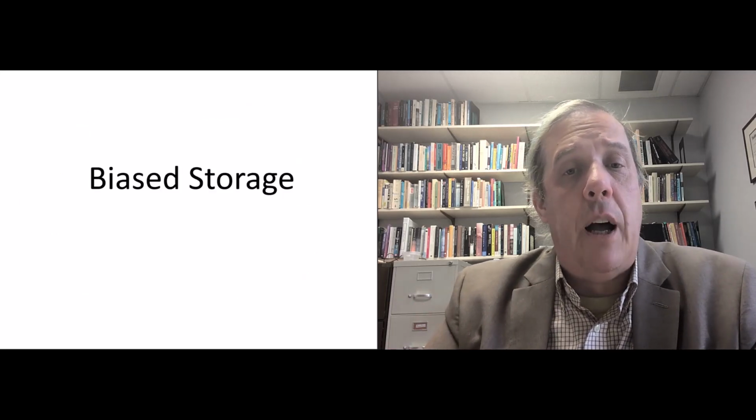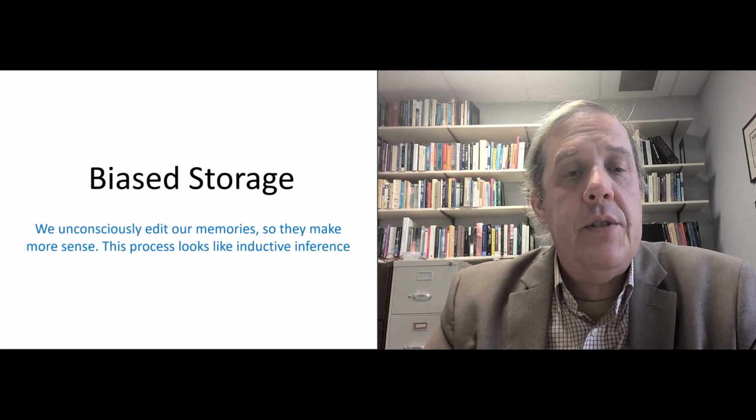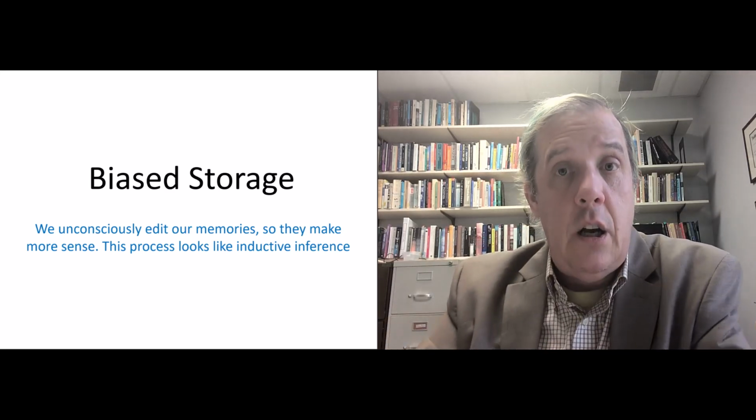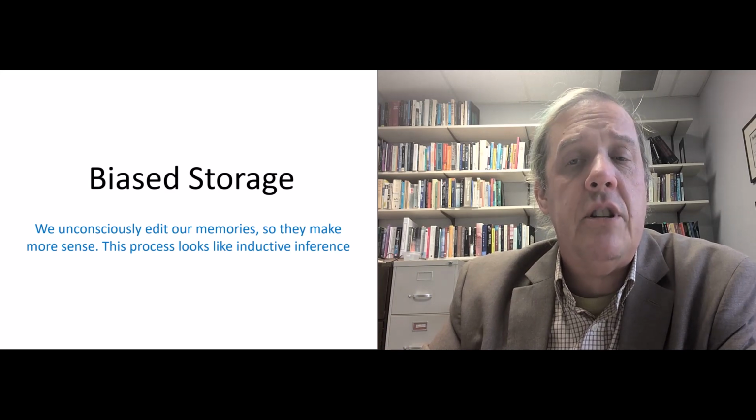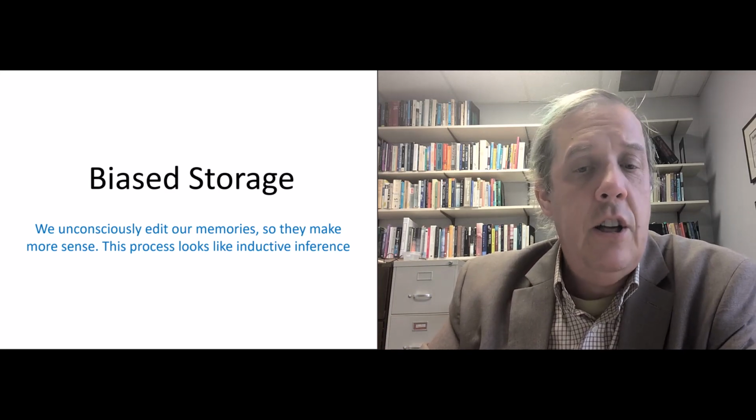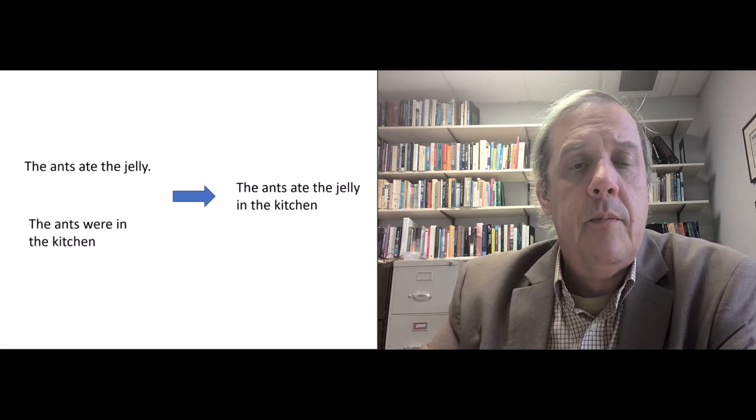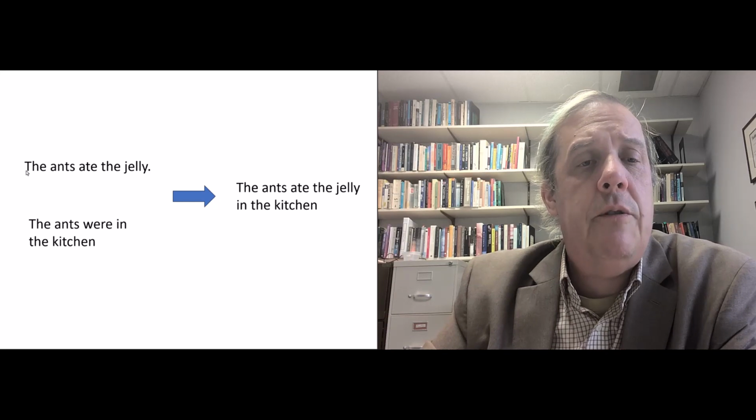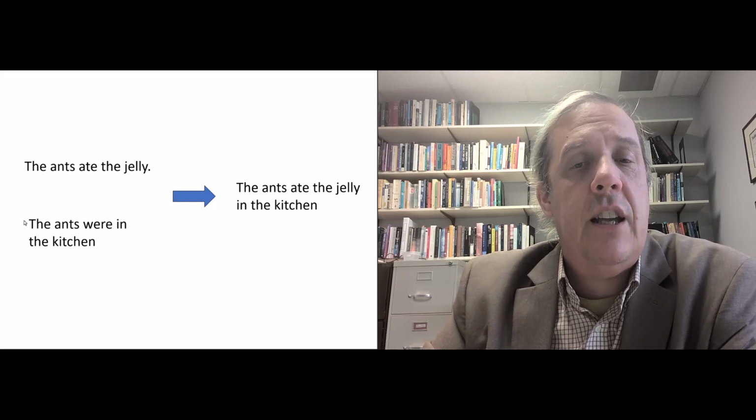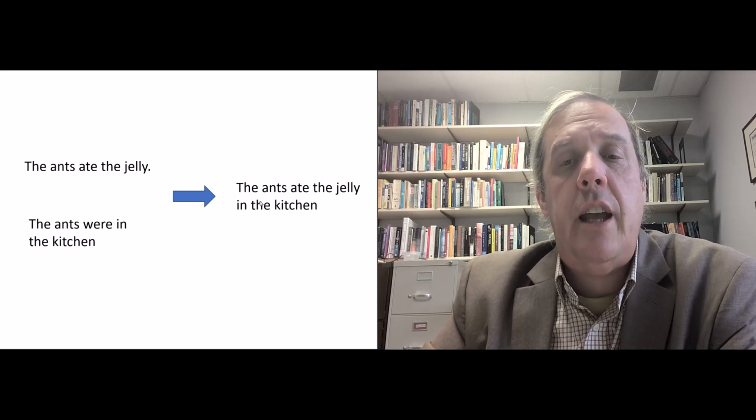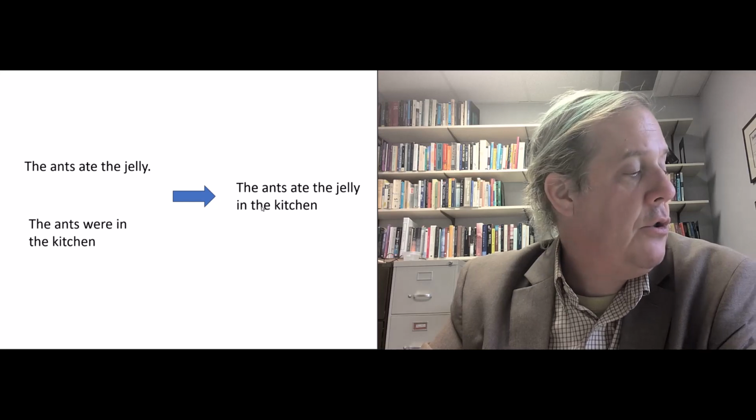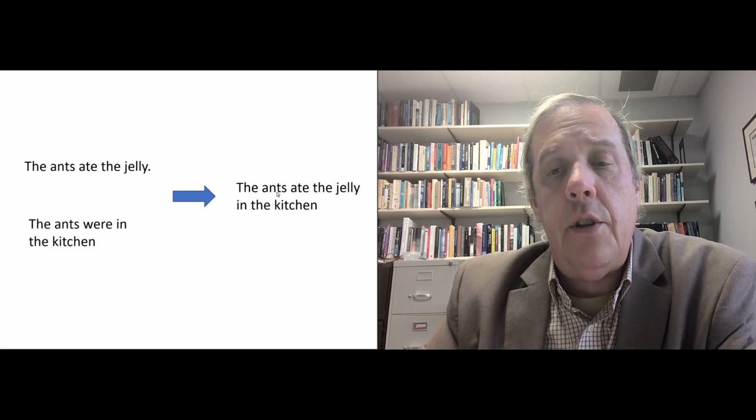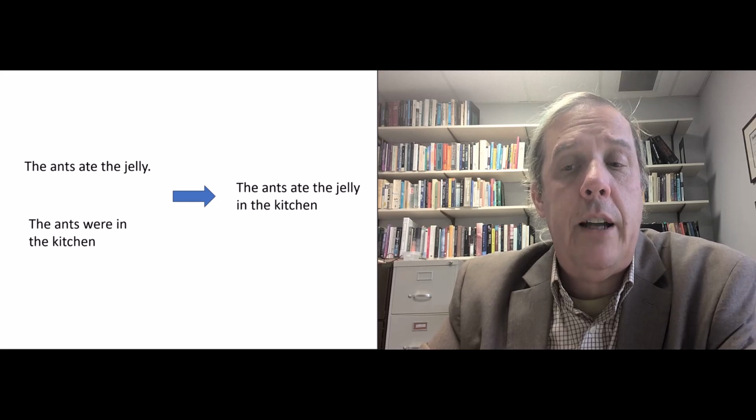All right. Storage is biased. So we constantly edit our memories so that they make more sense. And again, this process looks like inductive inference, although some of the examples that Southworth and Sawyer give aren't really so much inductive inference as they are like compression. So here is one example. In a test, subjects were given a bunch of sentences and asked to remember them. Two of the sentences were, the ants ate the jelly and the ants were in the kitchen. These got compressed in their memory to, the ants ate the jelly in the kitchen, which isn't necessarily true given the existing sentences, right? So again, the way your memory is stored creates biases.